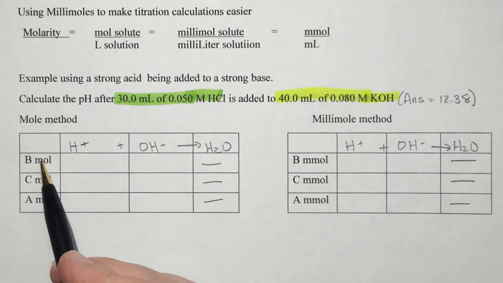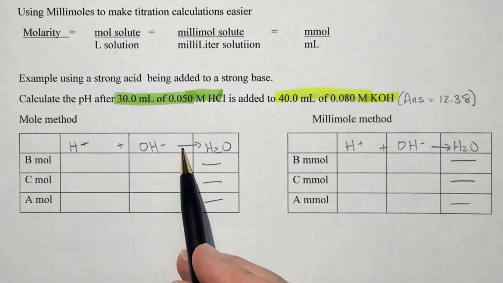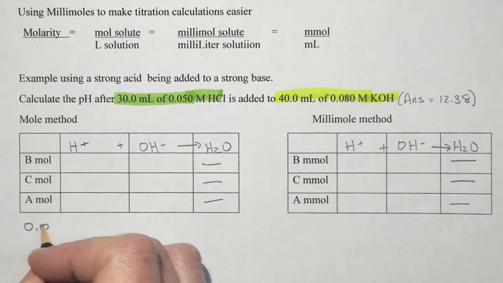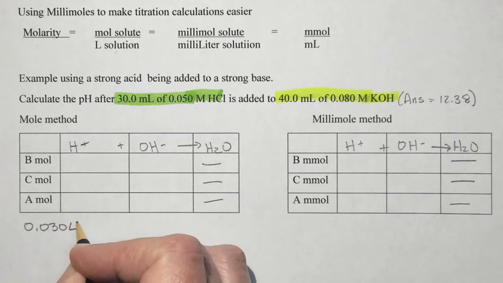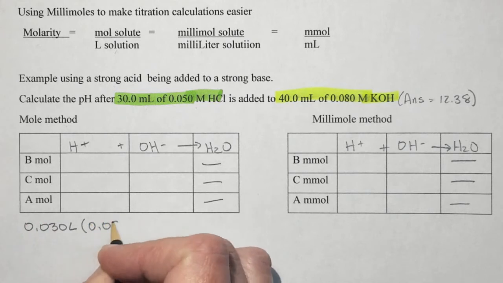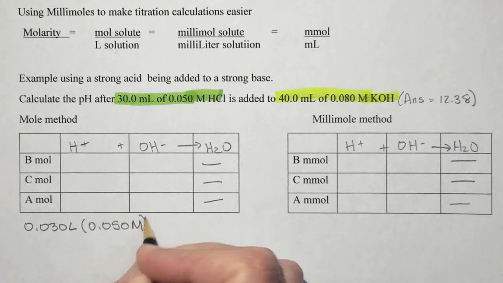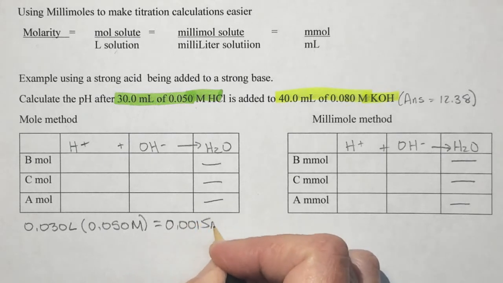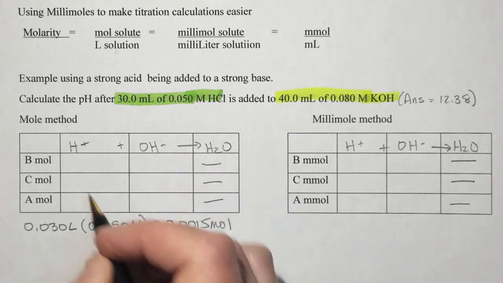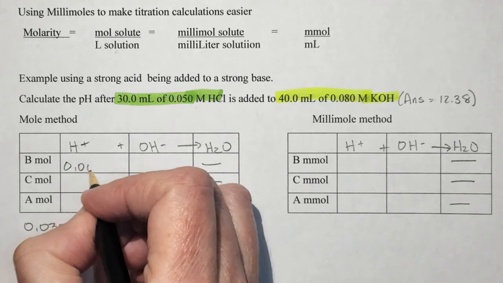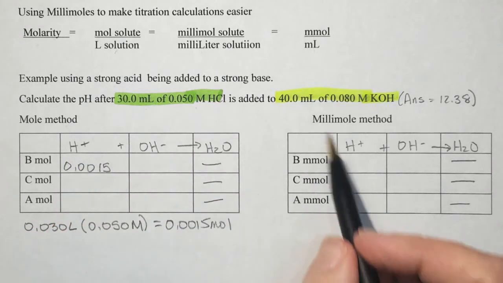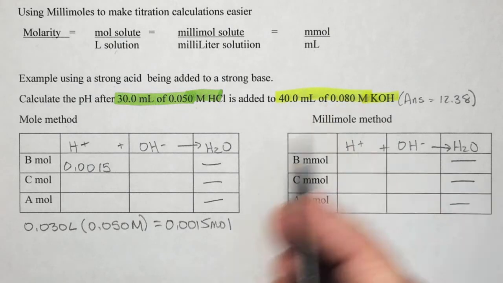So we're doing a BCA table because this reaction goes 100%, so it's a limiting reagent table. And so we go, okay, I've got to use my liters, so I'm going to have 0.030 liters times 0.050 molar equals 0.0015 mole. And that's for my hydrogen, so I'm going to put 0.0015 in here.